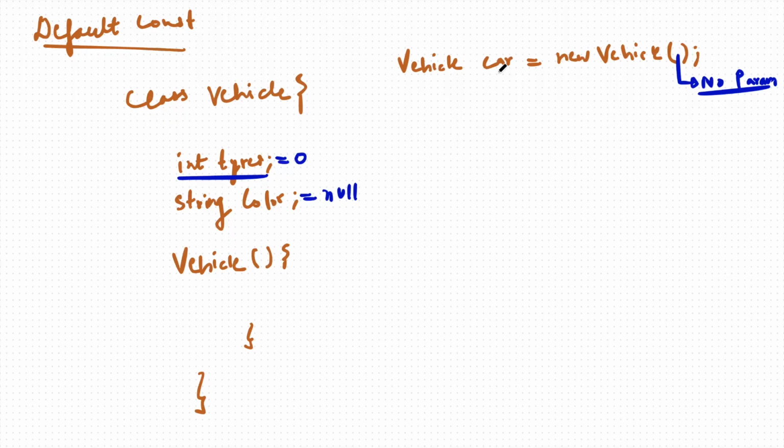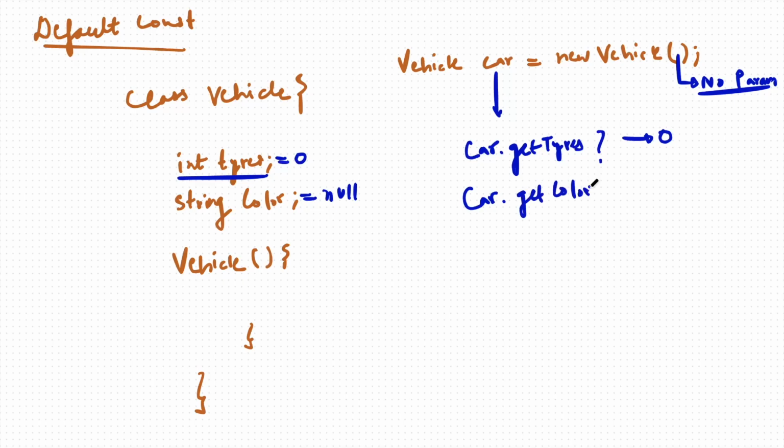So if you do car dot get tires, what value will you get? You will get 0. And if you do car dot get color, what value will you get? You will get null. But do you think it is making any sense? It is not making any sense, because the number of tires of a car cannot be 0 and the color of a car cannot be null, right?